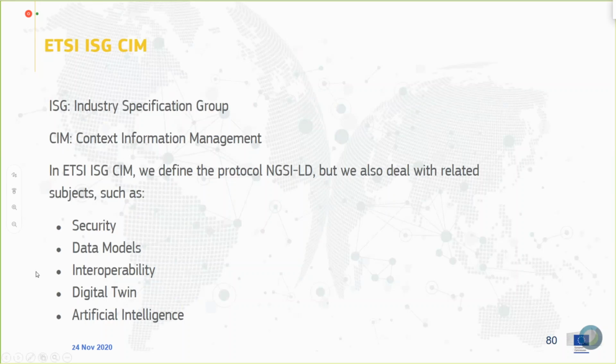But we don't only define the API. We deal with a few things that are necessary for the API also, even though it's not a part of it, such as security, data models, interoperability. Digital twin is not really that. It's a use case that we have both for digital twins and for artificial intelligence to try to have these guys use NGSI-LD, because we need users. If we don't have any users, everything that we are doing, and it's a lot, will be for nothing. Okay, next slide.